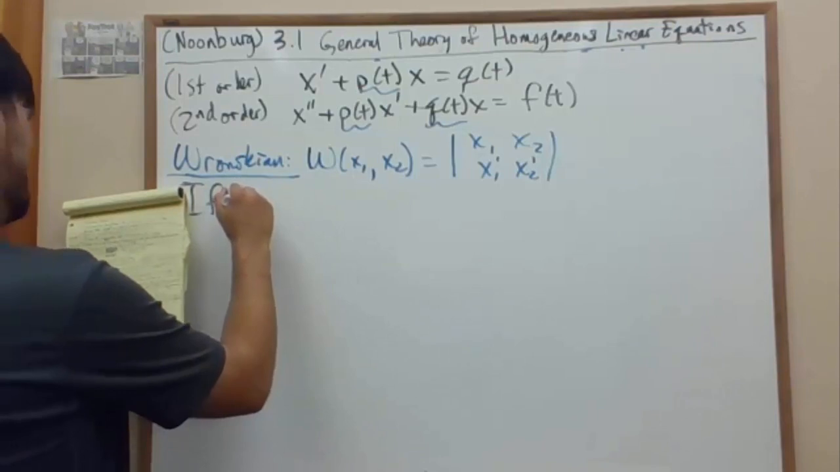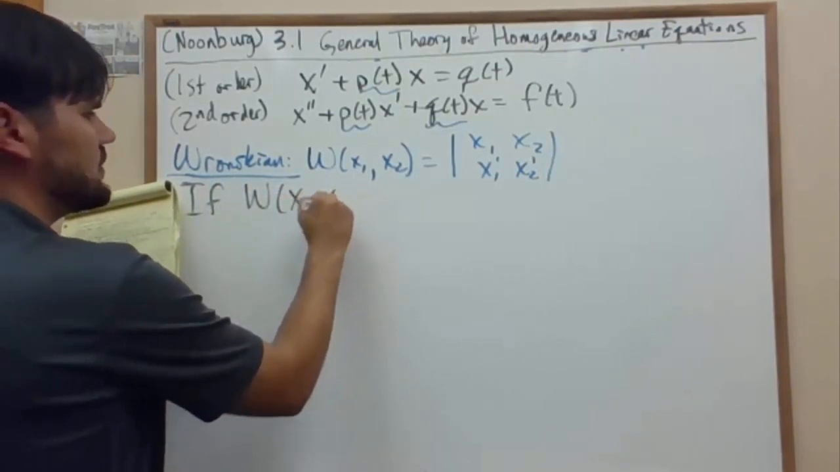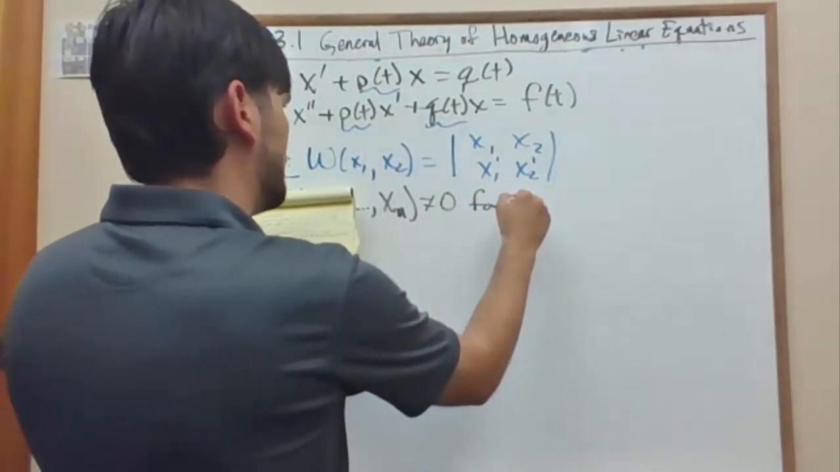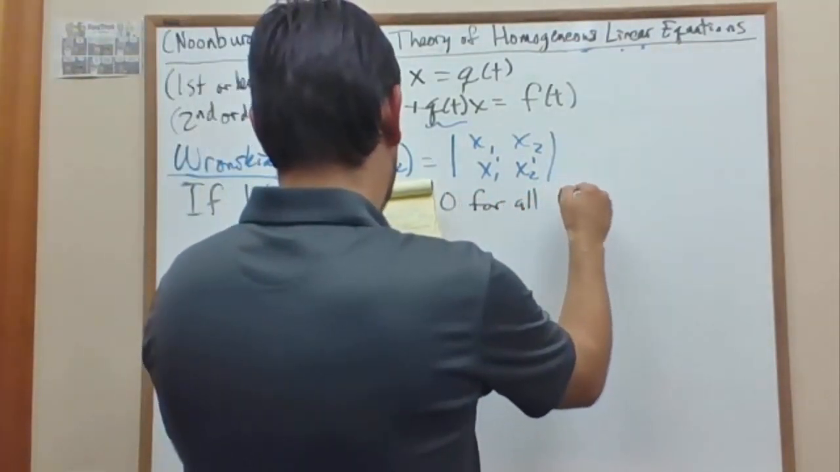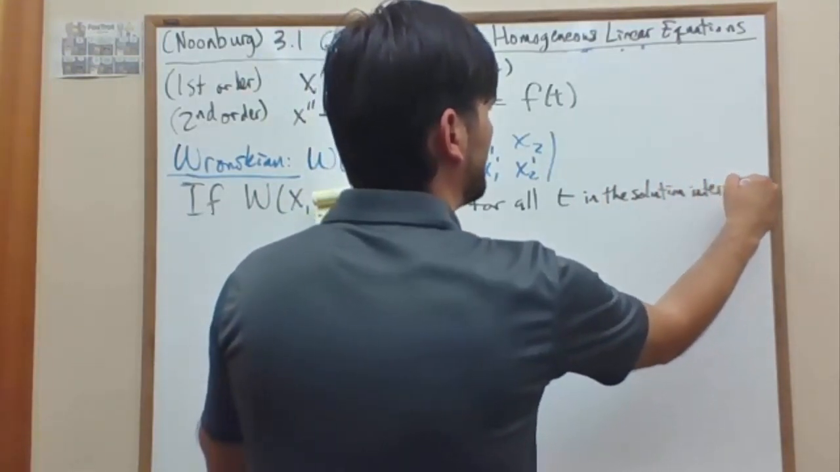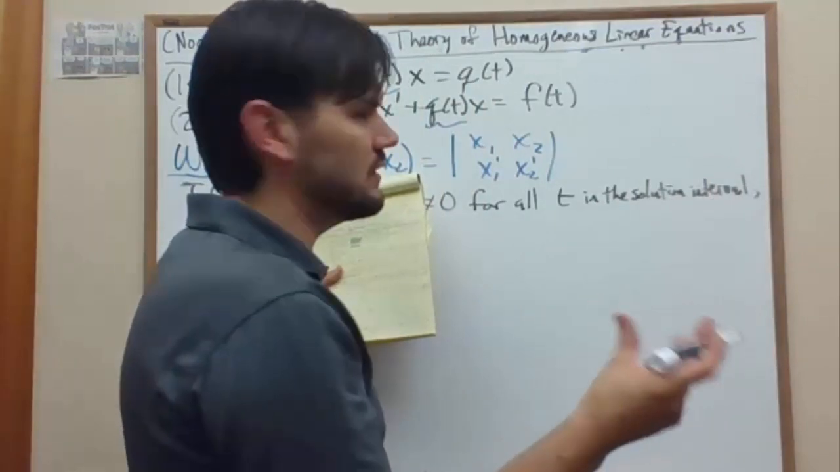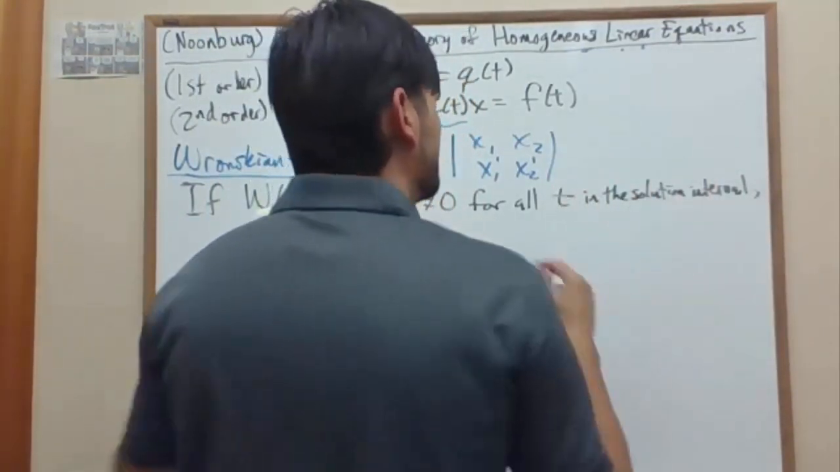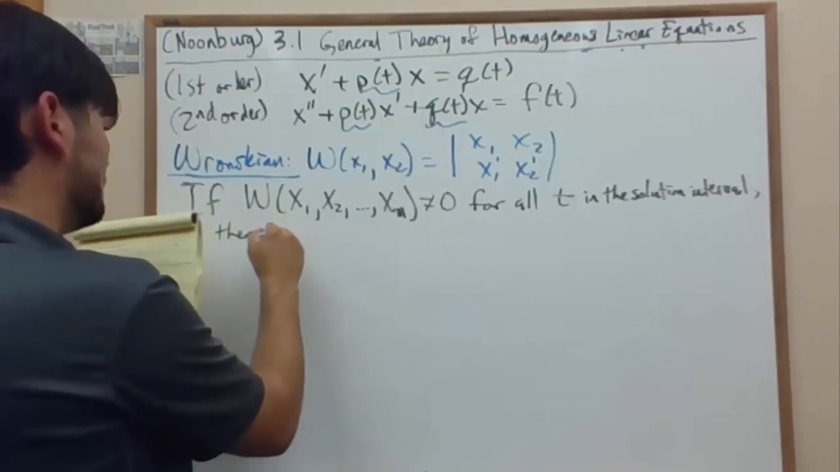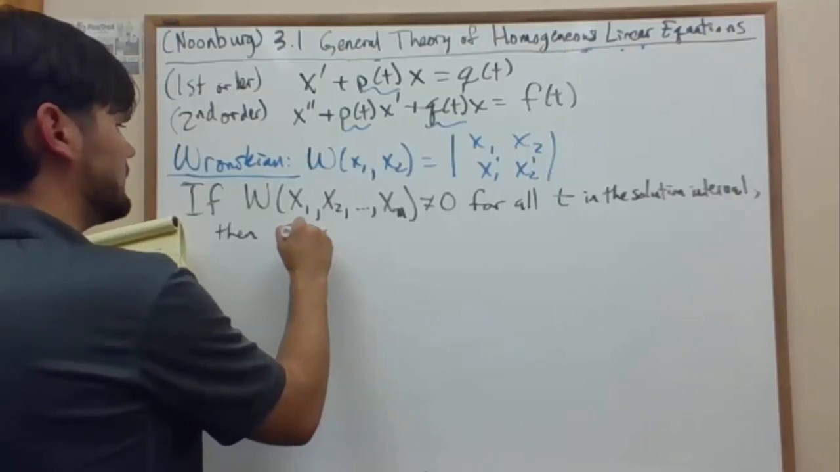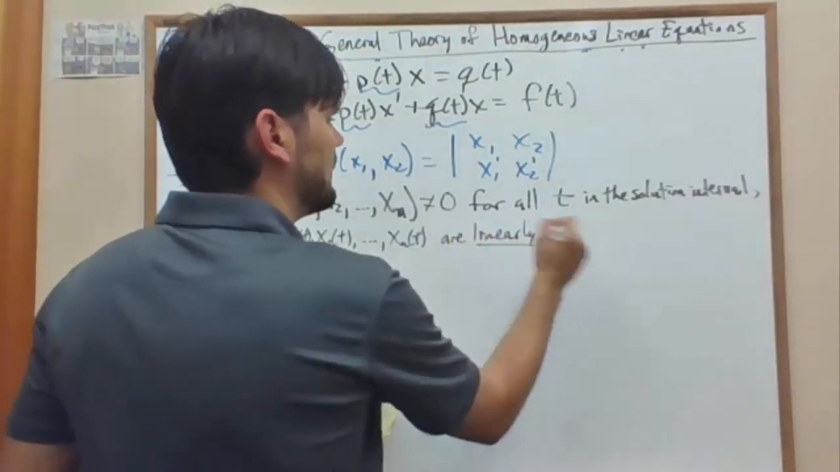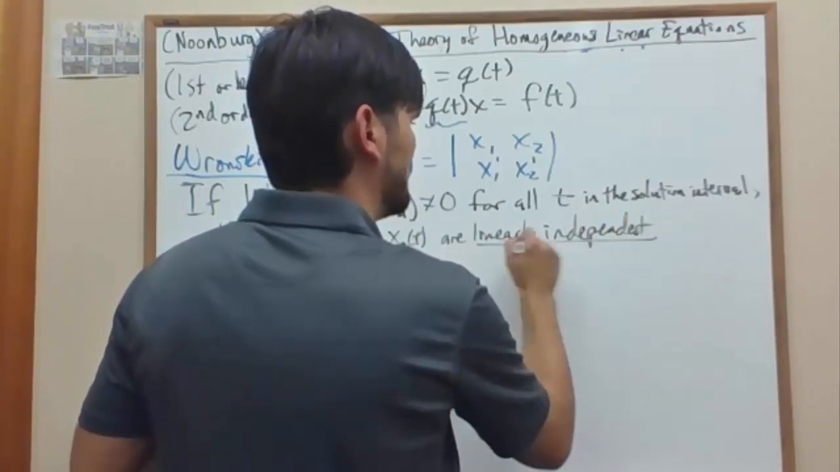Okay. If the Wronskian of a set of functions is not equal to 0 for all t in the solution interval, which is what we talked about last time, restricting the solution interval to a point where we can solve it for a unique solution, then x1, x2 as functions, x1 of t, x2 of t, xn of t are linearly independent functions.